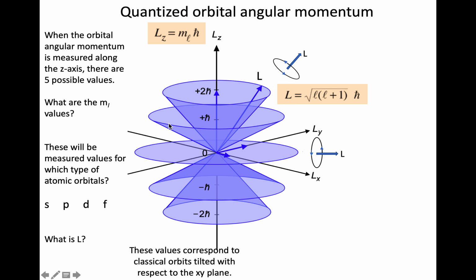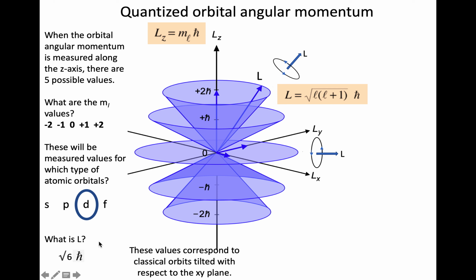The way this fits together, when the orbital angular momentum is measured along the z, in this case right here, I see 5 different values: 1, 2, 3, 4, 5. What would be the corresponding m sub L values? It's these terms right here. We could have -2, -1, 0, +1, +2. Those are the different values that correspond to the projection along the z-axis. What type of atomic orbitals are we talking about? This would be the representation if we're looking at d orbitals. How about the L value? For a d orbital, that's the square root of 6 times h bar.